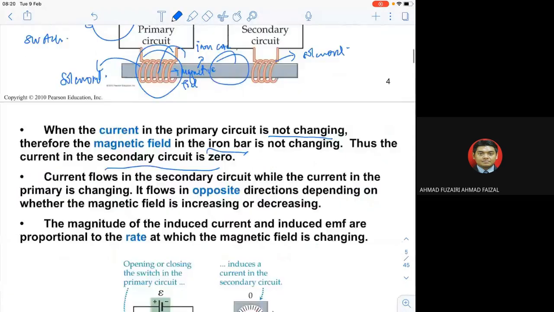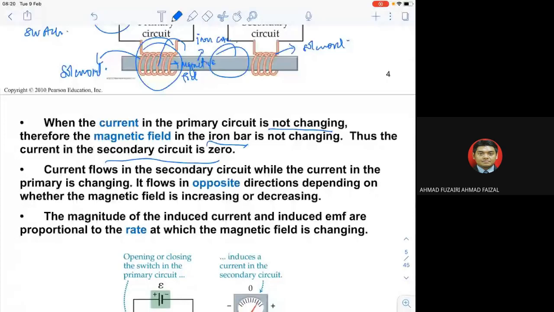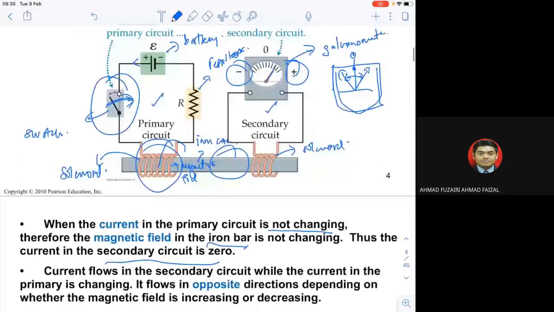But when there is no change in the primary circuit, the magnetic field is not changing. When the magnetic field is not changing, the current in the secondary circuit will be zero. So let's say from open circuit to closed circuit. Closed circuit means you have current. Open circuit means you have no current. So from open circuit to closed circuit, you will have a current generated from the magnetic field in the primary circuit, and then you can transfer it to the secondary circuit.